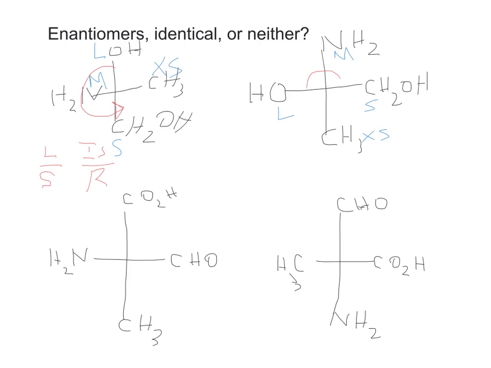All right, so there's large, medium, and small. We have our looks and is. So does that one look like it's an R or an S? It looks like it's an R. Now is the extra small group going towards us or away from us? Away. So it really is an R or really an S? It really is an R. So now, are these 2 compounds enantiomers or are they identical? These are identical. Even though they look different, they really truly are identical.